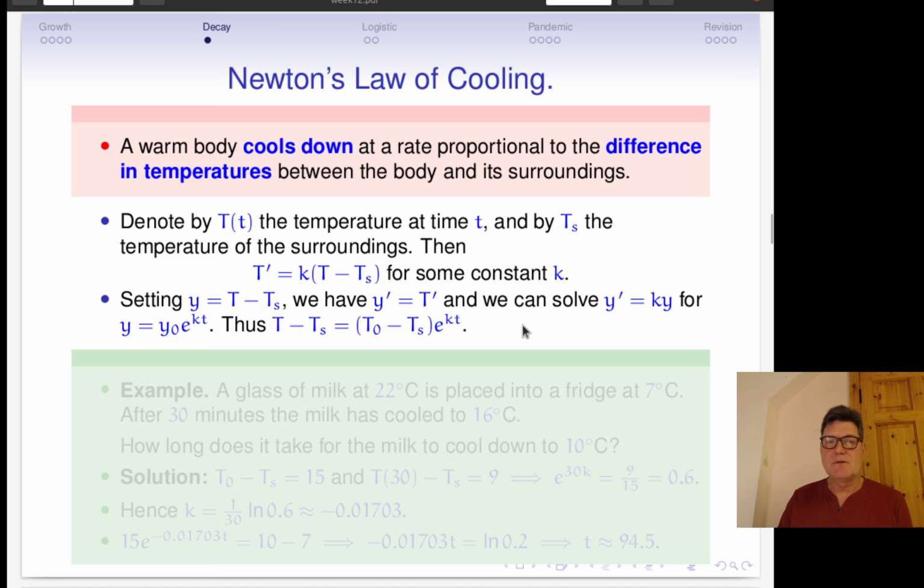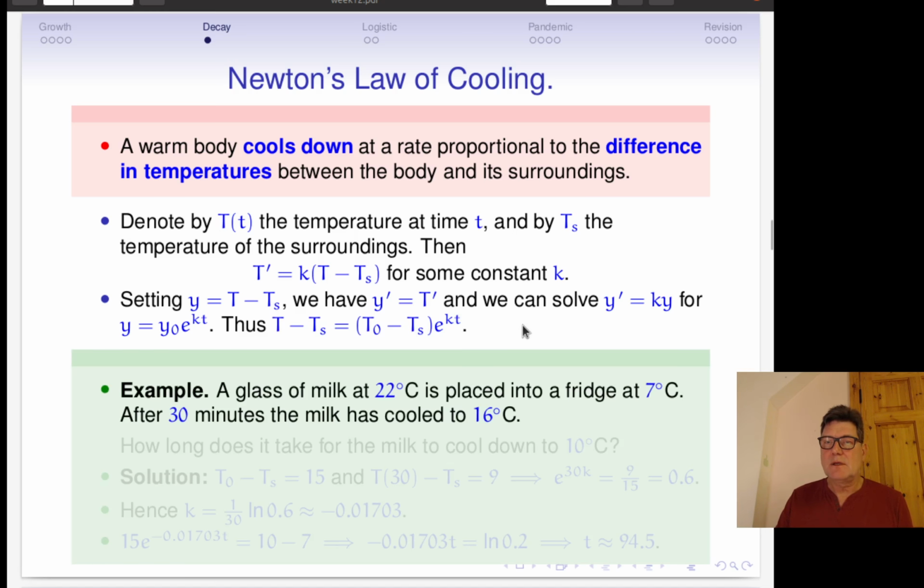As a concrete example, let's take a glass of milk at room temperature, 22 degrees, and put it into the fridge, which has a temperature of 7 degrees. Half an hour later, we notice the milk has cooled down to 16 degrees. How long do you think it would take for the milk to cool down to 10 degrees? Well, let's see.